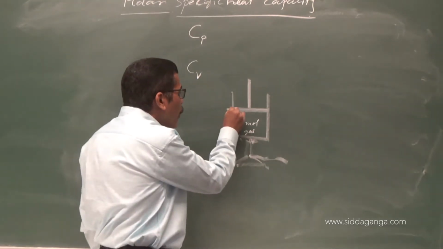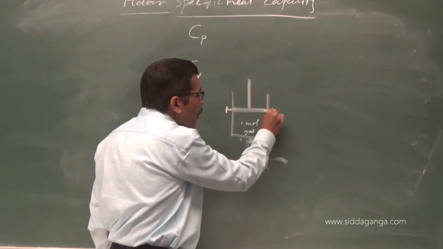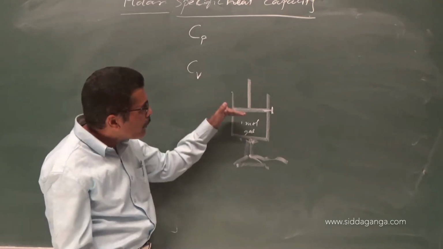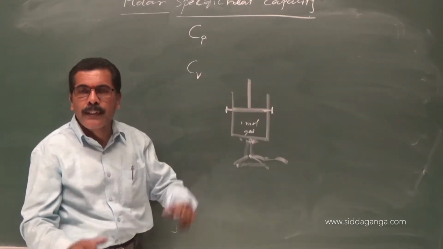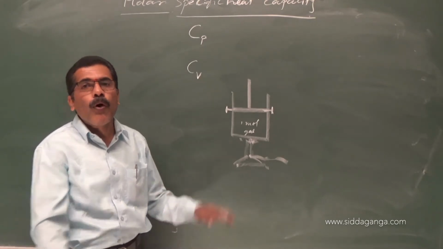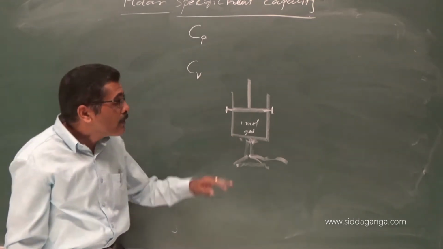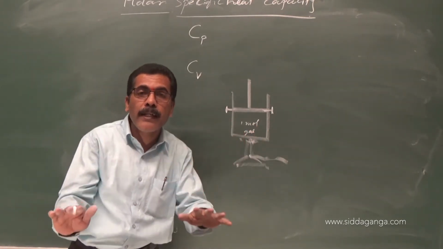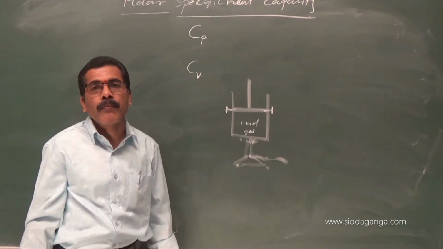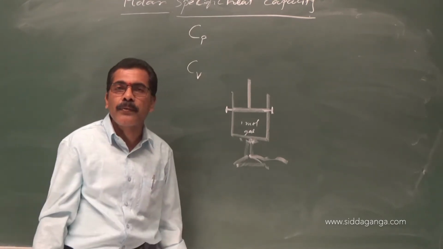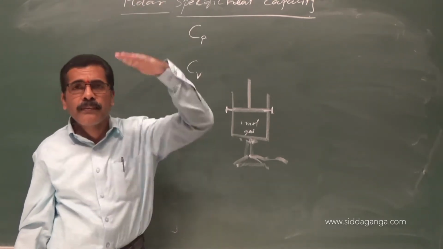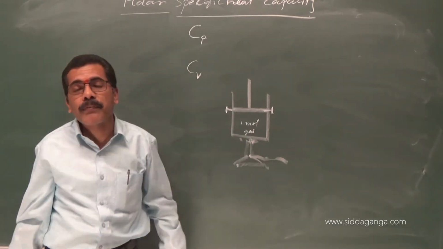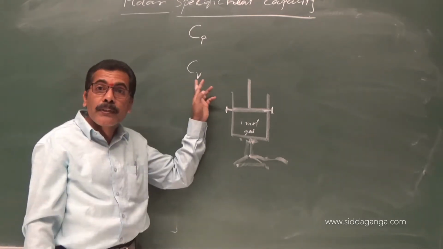If I keep volume constant, I am not making this piston move. The piston is fixed, tightly fixed. Now volume is kept constant. Whatever heat is supplied by you increases only the internal energy of the gas. The piston cannot move, so there is no external work done. There is only an increase in internal energy of the gas. So volume is kept constant. This is Cv.